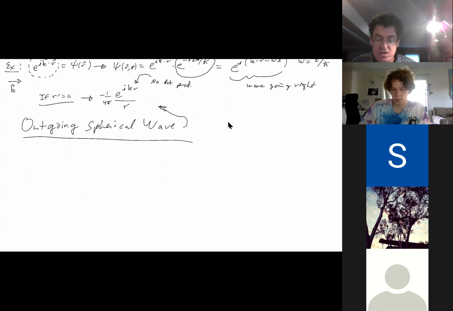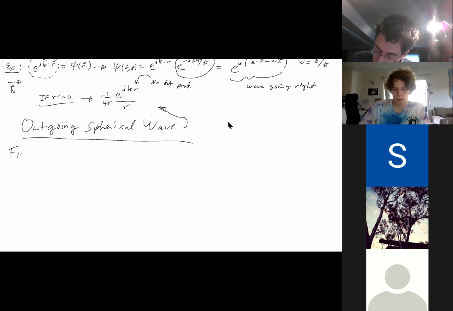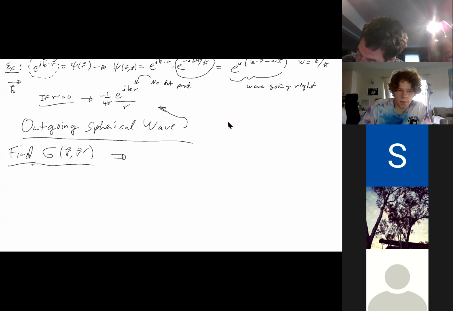But let's derive it. Maybe you don't like that, but let's find the Green's function. I'm not going to go through all the math, but it's easy to set up. So let's find it. It's pretty easy. You can do this. You can say, I have to solve (del squared plus k squared) G of r, r prime equals the delta function.